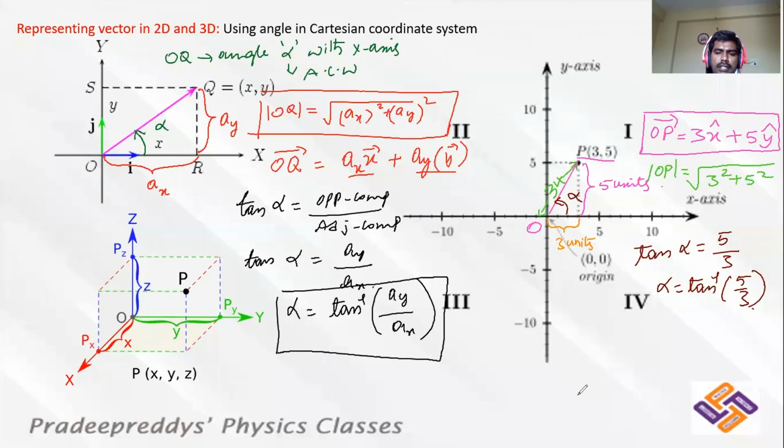Clear? This is how, with that particular Cartesian coordinate system, we can write down the vector, number 1. We can find its magnitude, number 2. We can find its angle, number 3. All these 3 can be calculated with only one single vector given in the Cartesian coordinate system. That is the beauty of representing a vector in the Cartesian coordinate system.